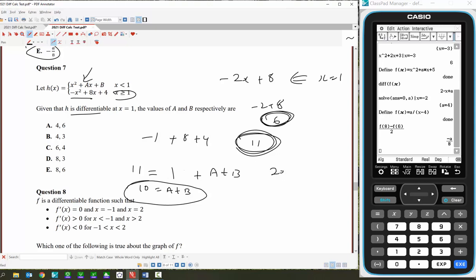So we'll pop that in by getting its derivative. So it's 2x plus a is the derivative. And it's going to be 6. So we need the derivative to be 6 at this point. 2 times 1 plus a. A equals 4. B is going to be 6.